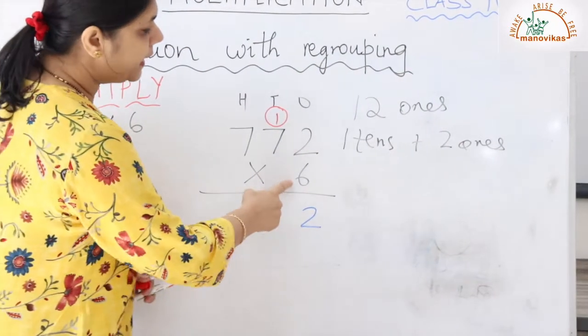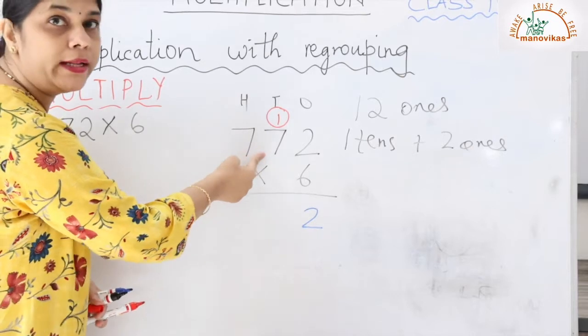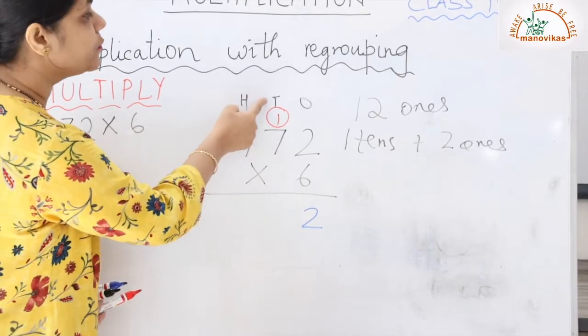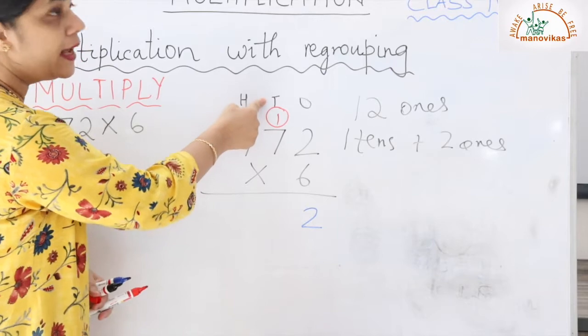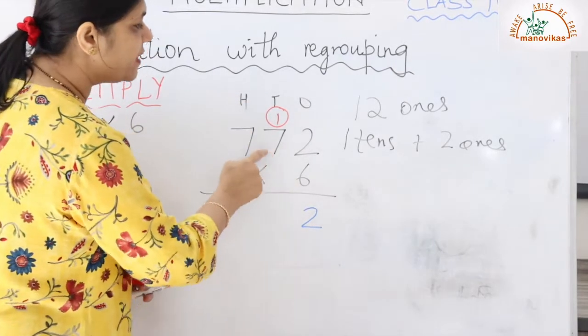Now 6 again you will multiply with this digit 7, which is in which place? Tens place, right? Again 6 sevens is how much?